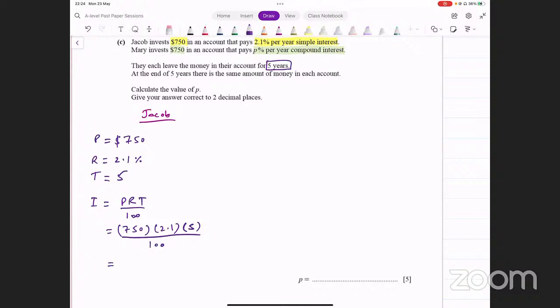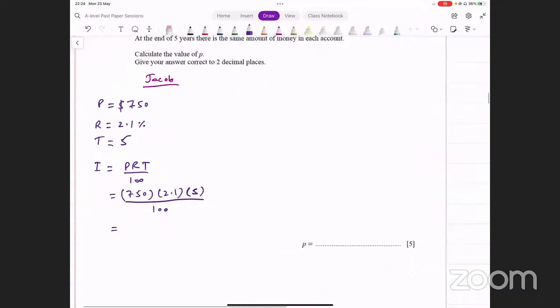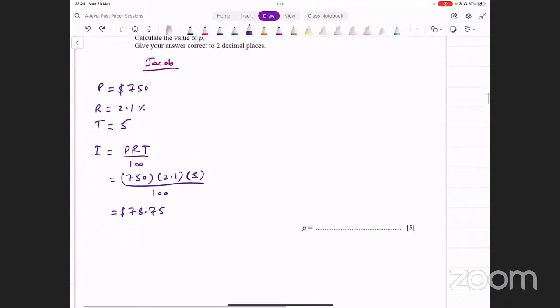Let's figure out what this is. 750 into 2.1 into 5 divided by 100. This turns out to be 78.75 for me. So we have the interest amount. Now, what is the total amount after the 5 years? How do you get the total amount? The initial amount was $750, and we add this interest to it, and that gives the total amount, or you can say the final amount after the end of 5 years.